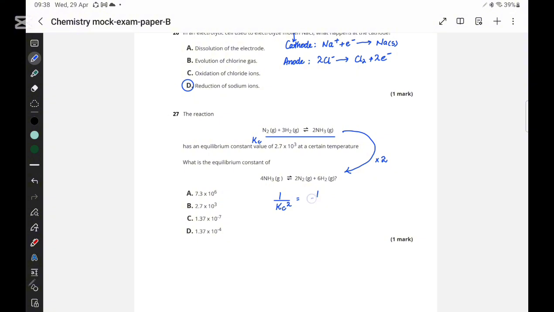So it comes out to be 1 by 2.7 times 10 to the power 3 whole square, and the answer comes out to be 1.37 times 10 to the power minus 7. So our answer is C.